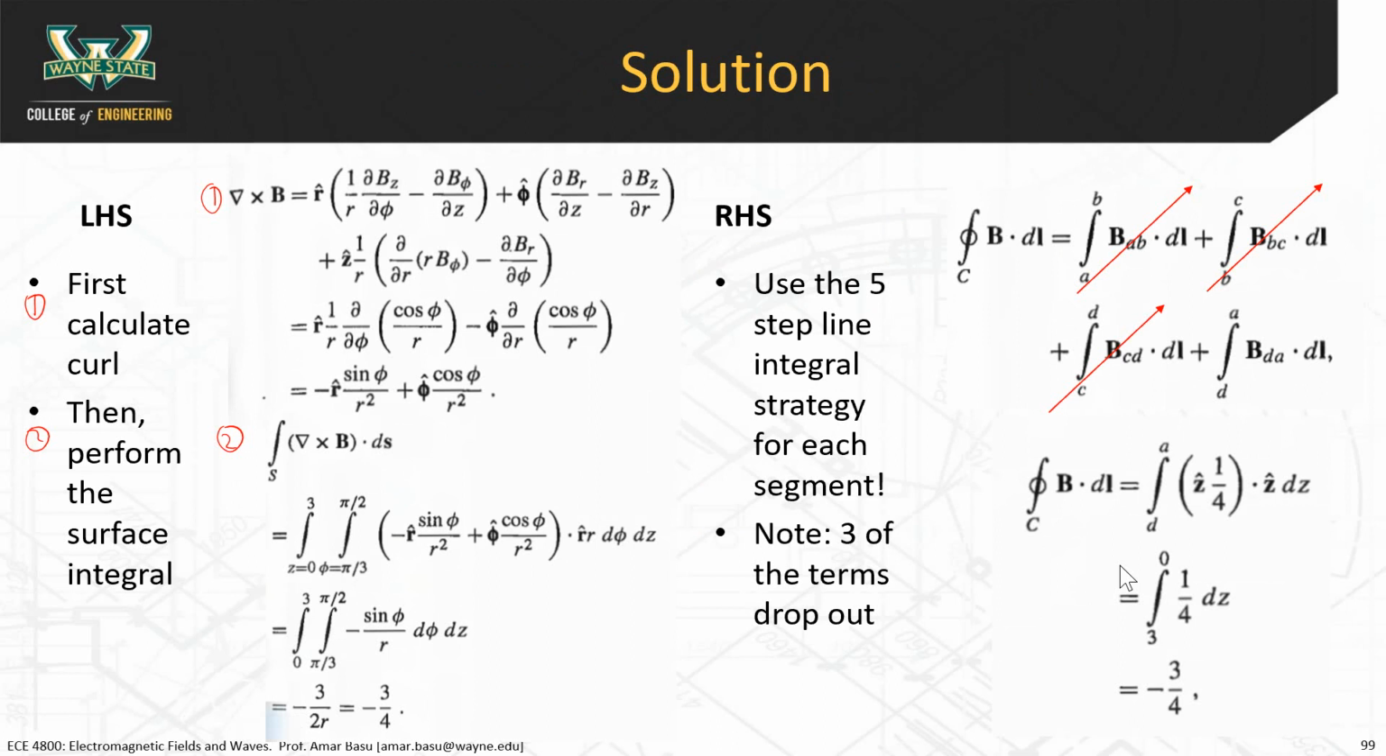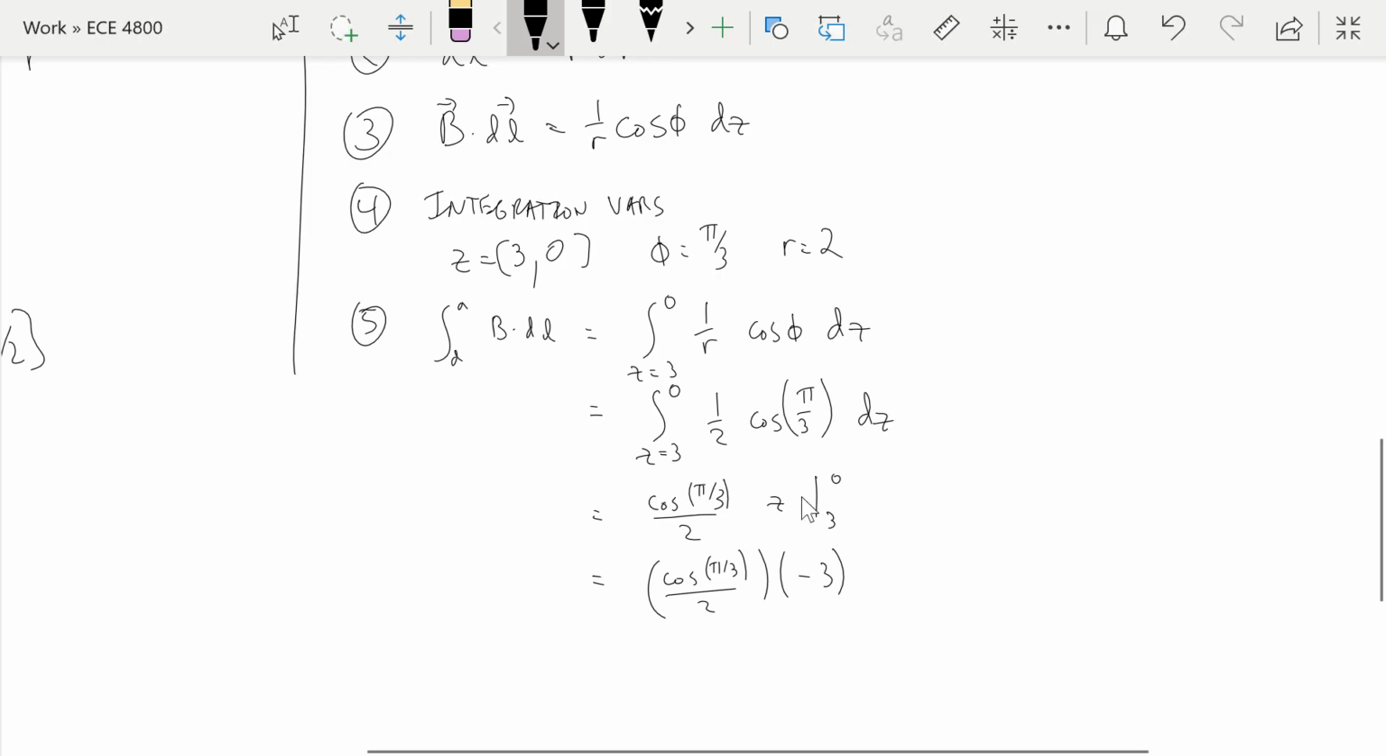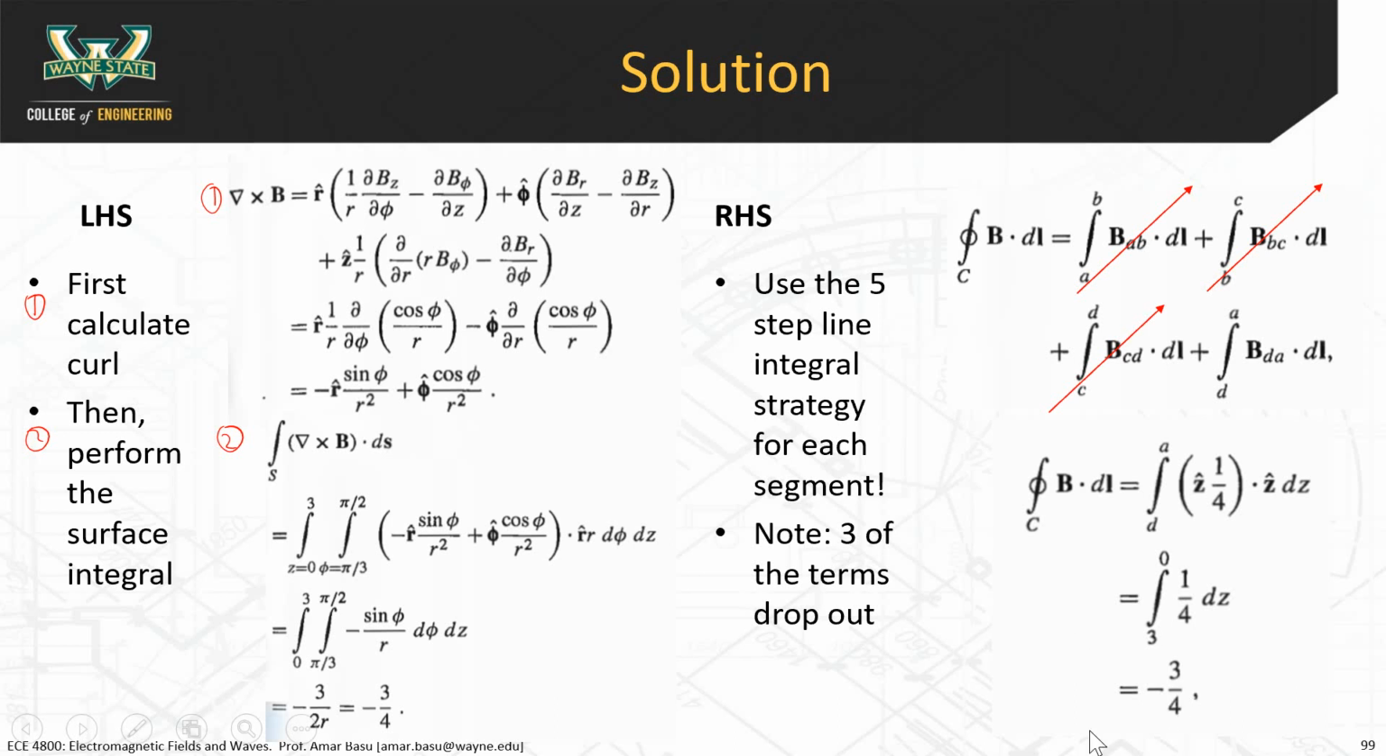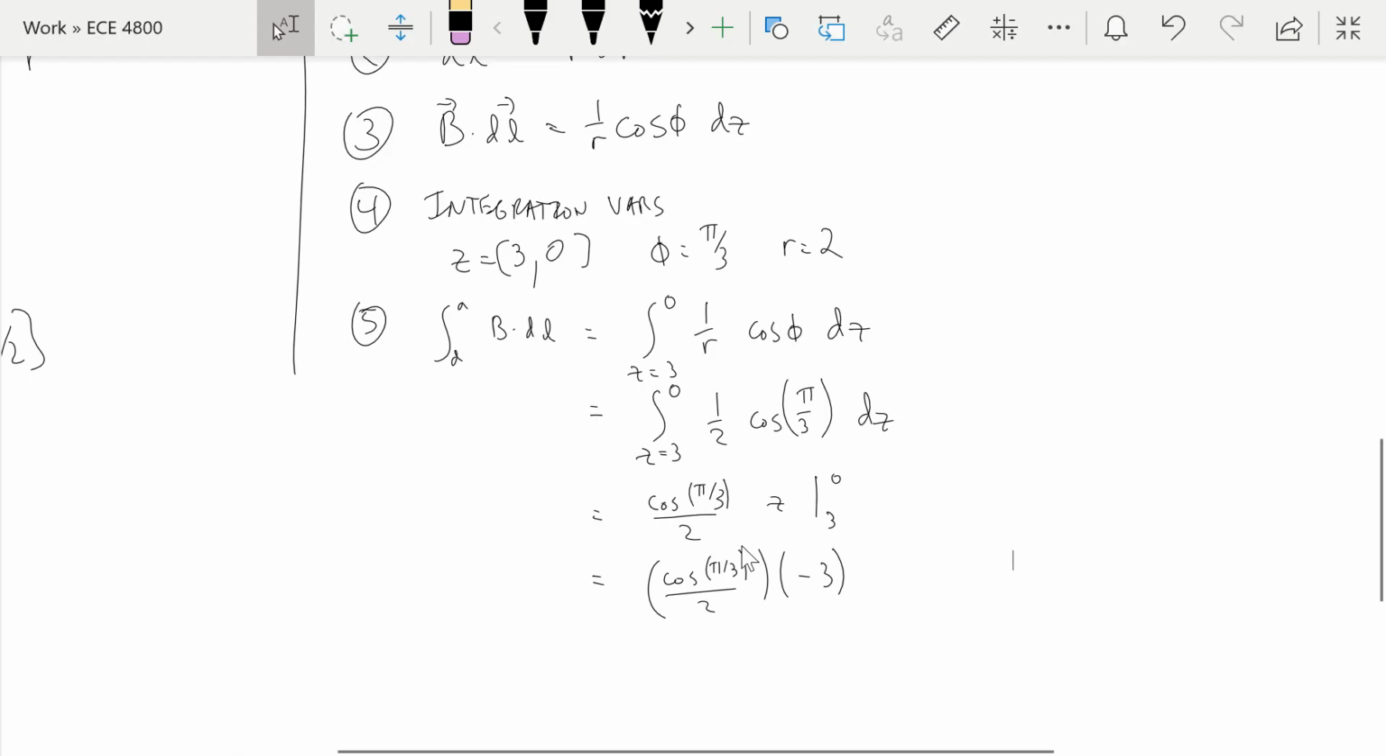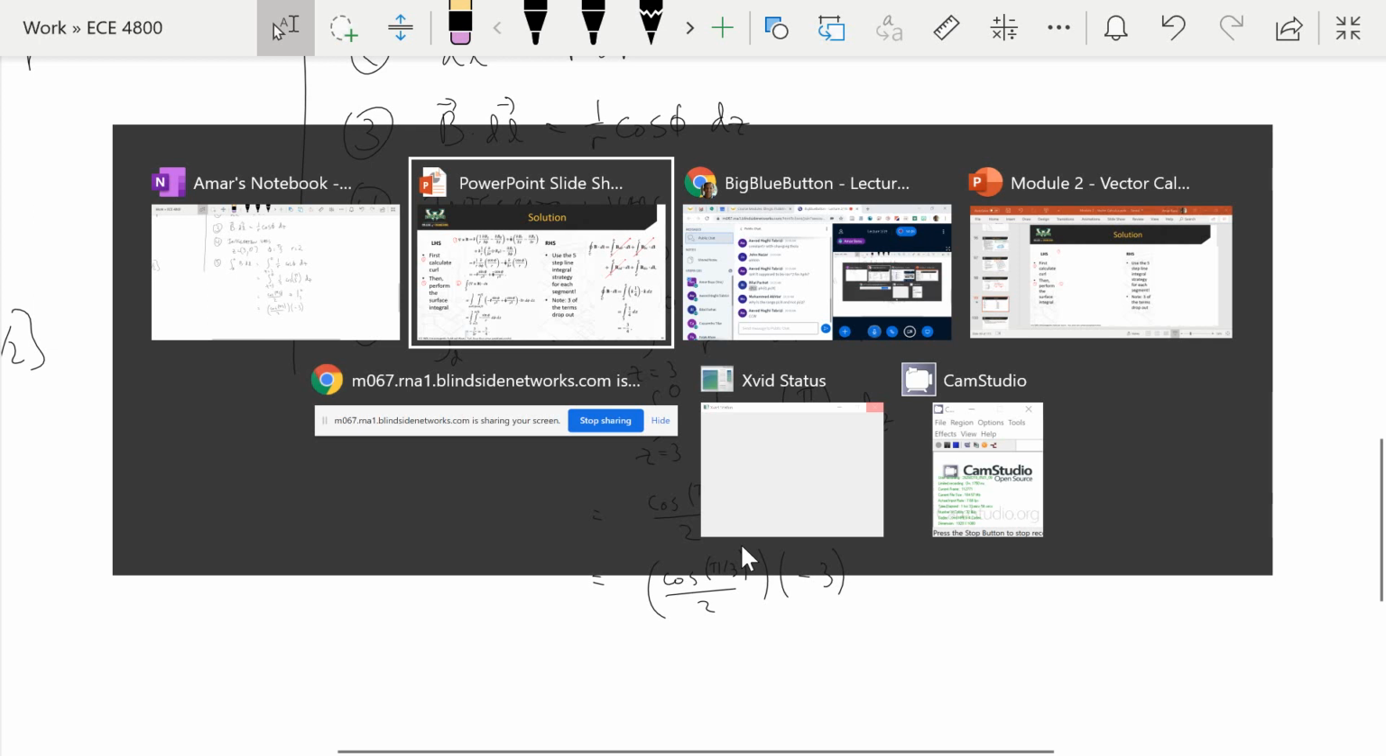Okay, well, you got that right there. This term, after you do the math, this should come out to negative 3 over 4. I didn't go through all the arithmetic steps here. All right.